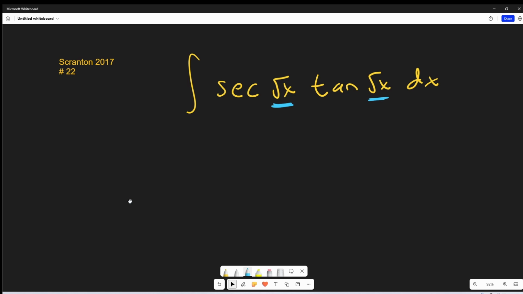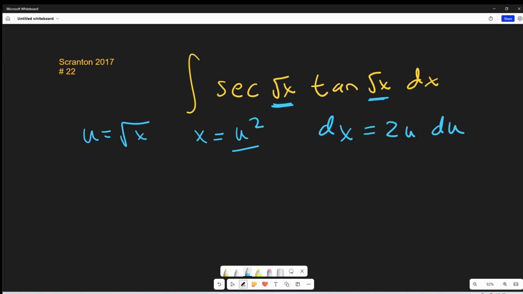But what I'm going to do is try to handle that. I'm going to make a u substitution for that. So we'll call our u equal to square root of x, and I'll solve for x, which would be u squared, and then we'll take our derivative. So for dx, the derivative of u squared is just going to be 2u du. And now we'll substitute this. So we'll have just secant of u, and then tan of u. And again, our dx is going to be 2u du.